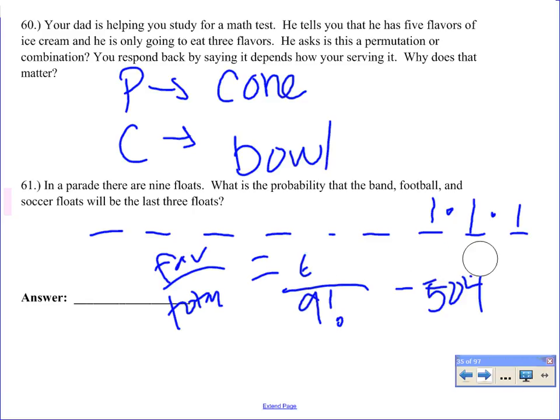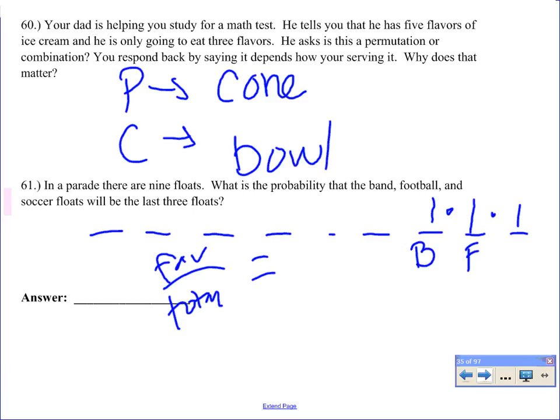Okay, here's why you guys got 3 by accident. What is the probability that the band float, football float, and soccer float will be the last 3 floats? So band has to go here. I'm going to put a B. Football has to go here. And soccer has to go here. These floats have to go in this order on these particular spots.